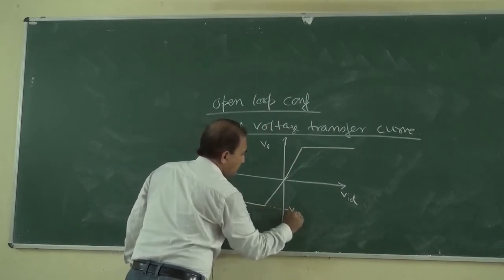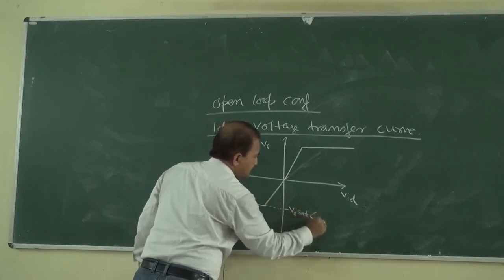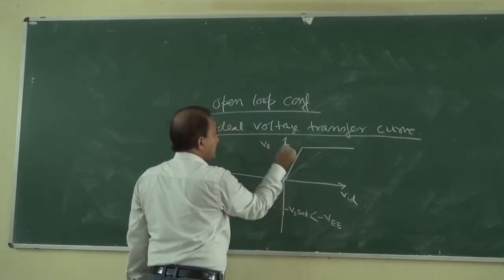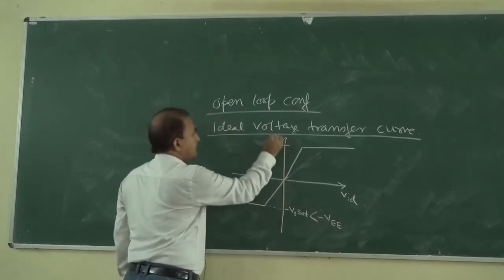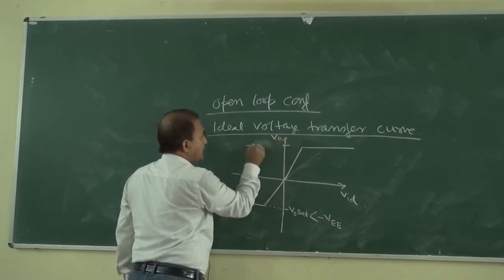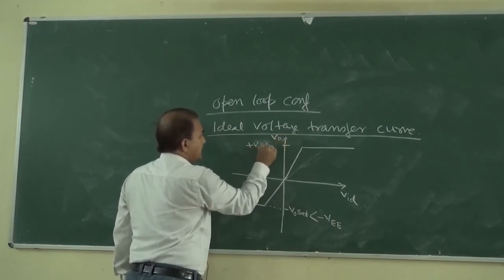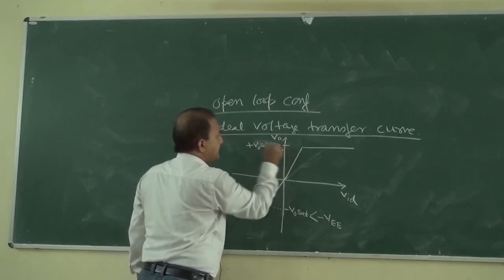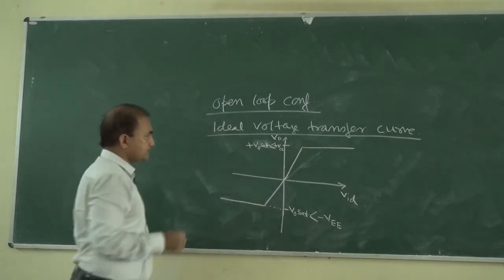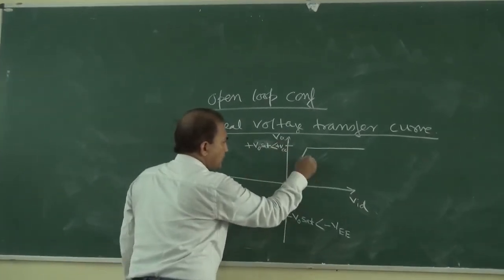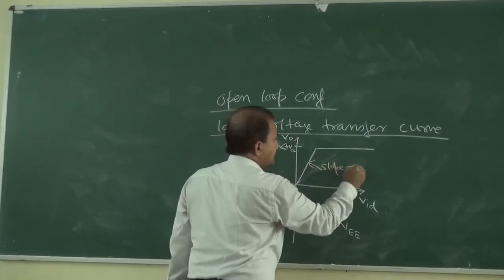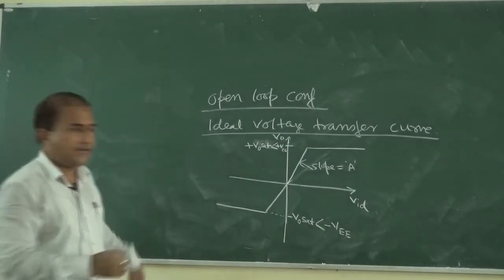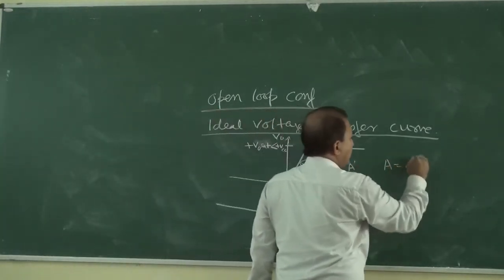This is minus V output SAT, which is less than minus VEE, and this is plus V output SAT, which is less than plus VCC. And its slope is equal to A. The slope of this curve is equal to A. It is the open loop gain.